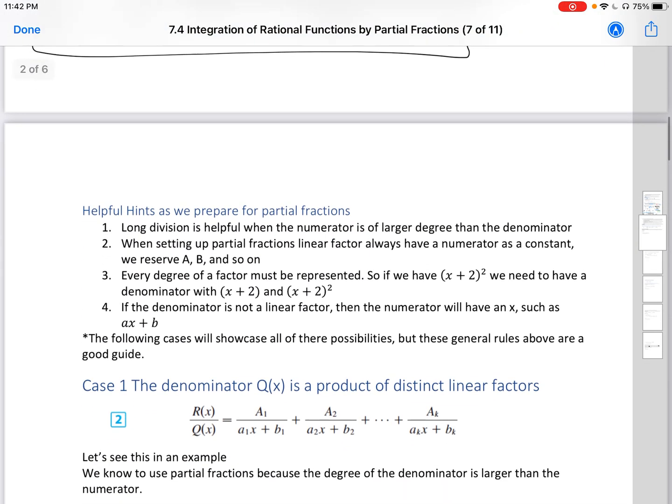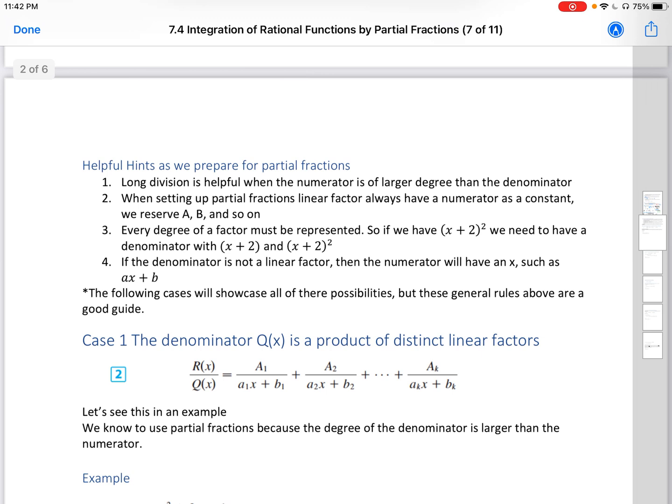All right, I have some helpful hints as we prepare to work with partial fractions. Our first technique is long division is always helpful when the numerator is larger than the degree of the denominator. So whenever your numerator is a higher exponent than your denominator, then that means start off by long division.